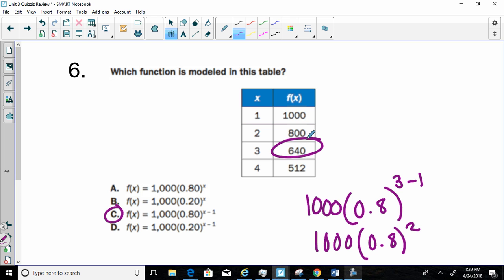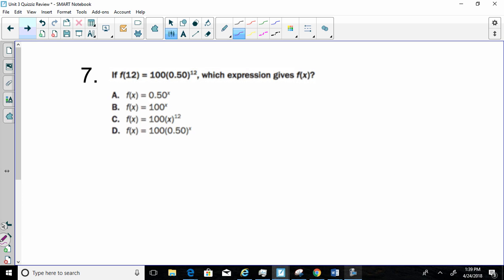And so this is explicit form, right here. So that's geometric, explicit. This one, all it's saying is instead of x, what do they want you to plug in? 12. So which is the original equation? D. It's saying they just plugged in 12 for x. They're just saying what's the original equation? It's D. Don't make this harder than it has to be.